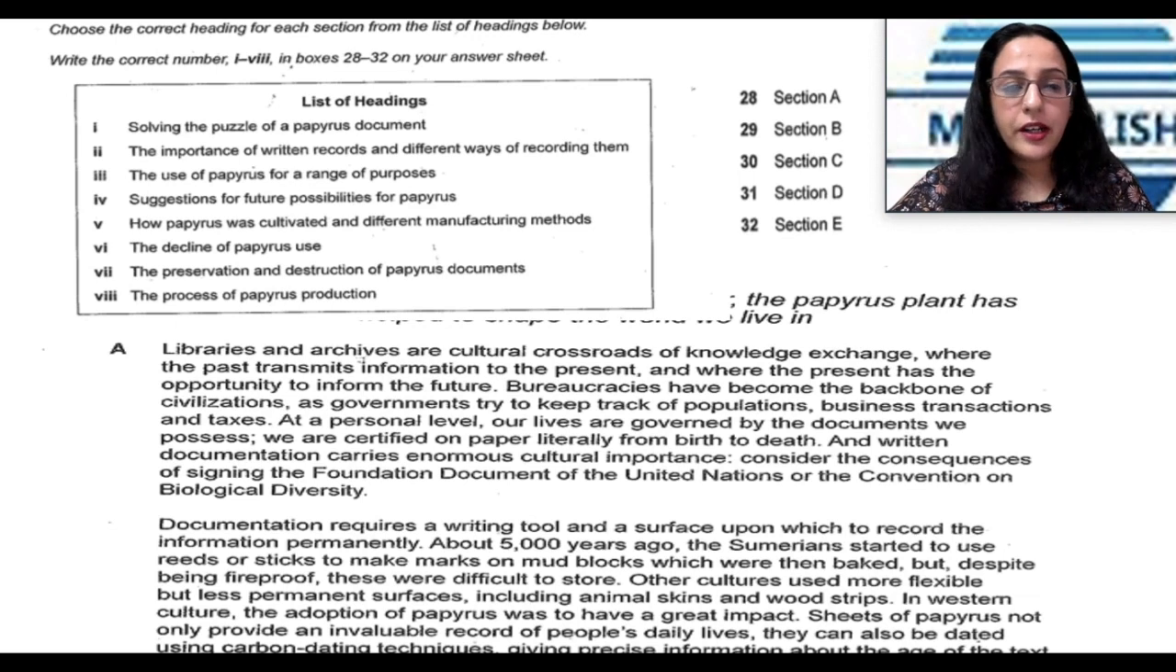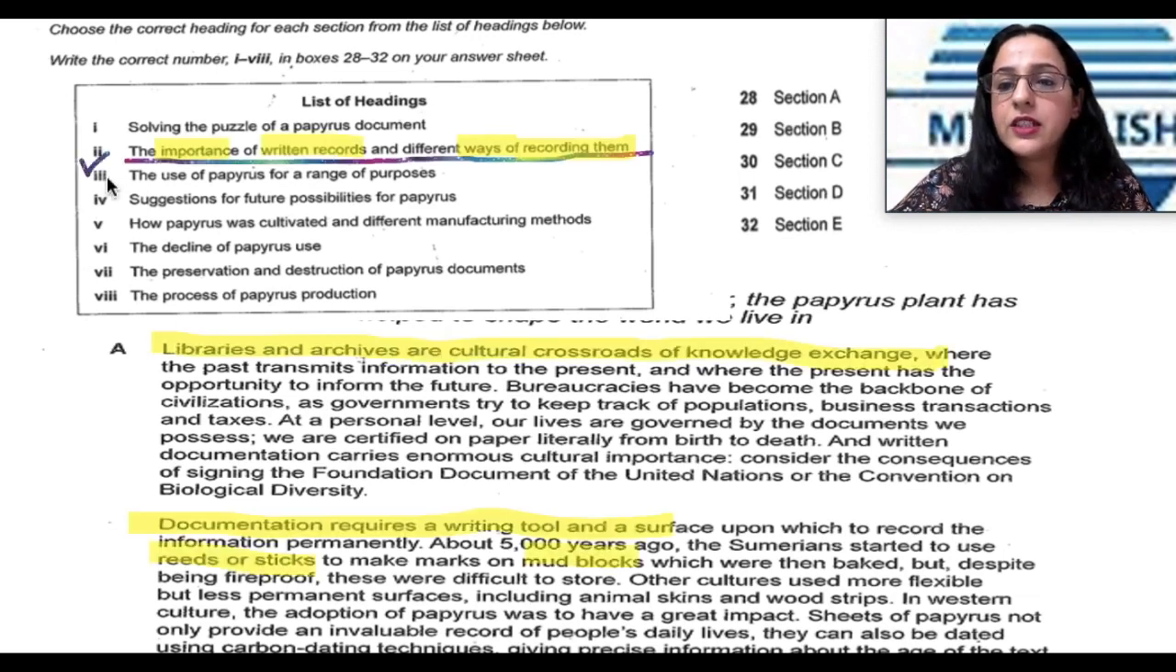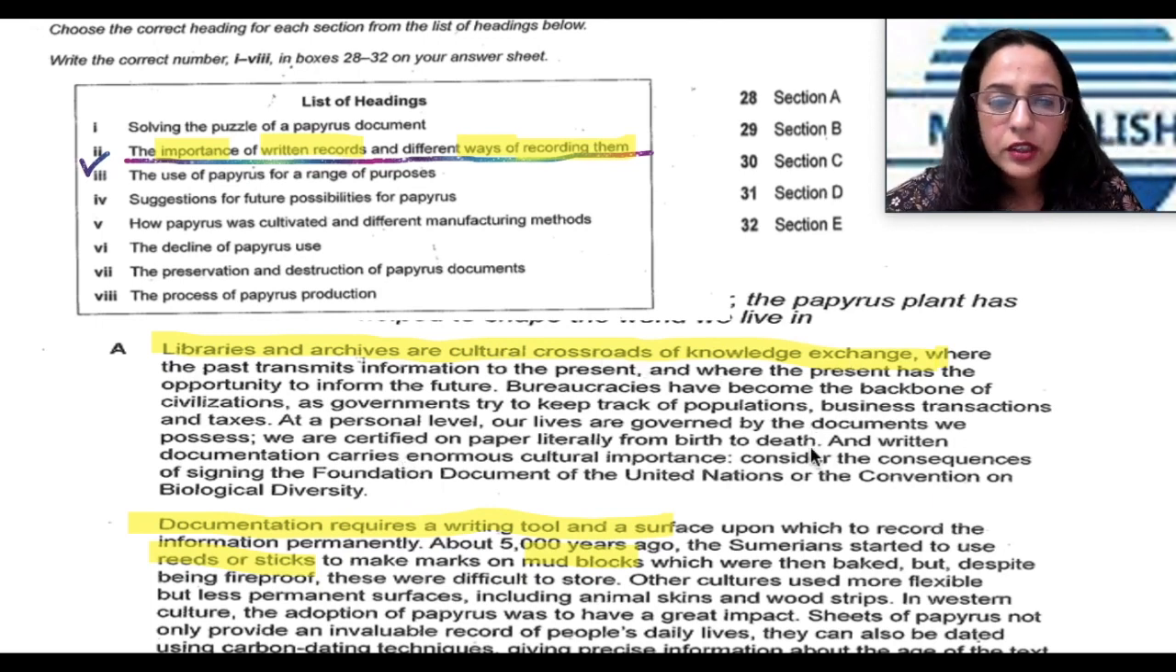Now I'm going to tell you the correct answer. The correct answer is second, which is the importance of written records and different ways of recording them. And your keywords are importance, written records, ways of recording. Okay. Now let's come to the paragraph. Libraries and archives are cultural crossroads of knowledge exchange. So this is a keyword matching. If you read further, you would see, and written documentation carries enormous cultural importance. So importance, cultural importance is there. Fine. So first part of it is there.